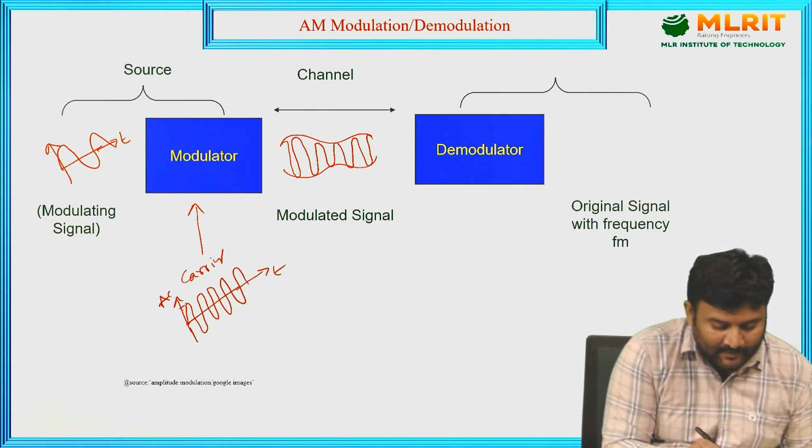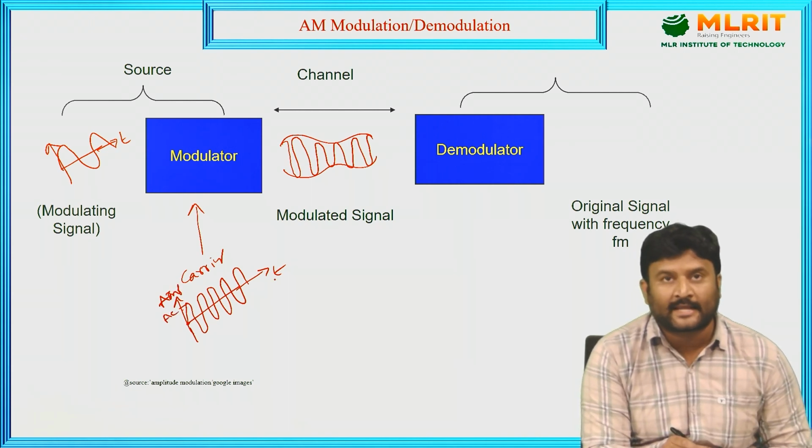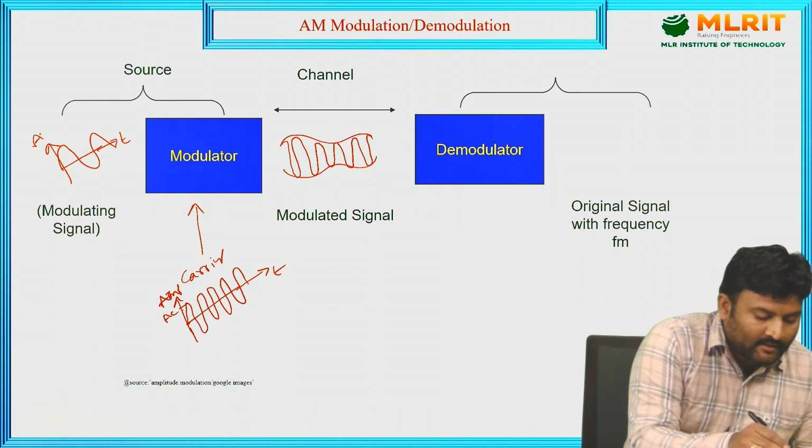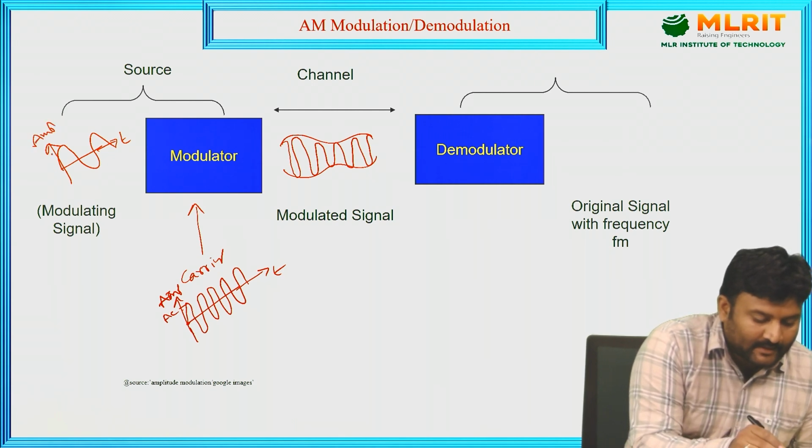The maximum amplitude is AC, and this is amplitude in the y-axis. In the x-axis I am taking time period. Here also in the y-axis it is amplitude, the x-axis is time period, and it is the maximum amplitude, that should be AM.